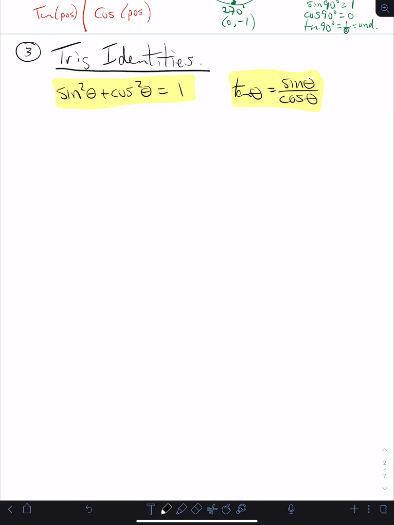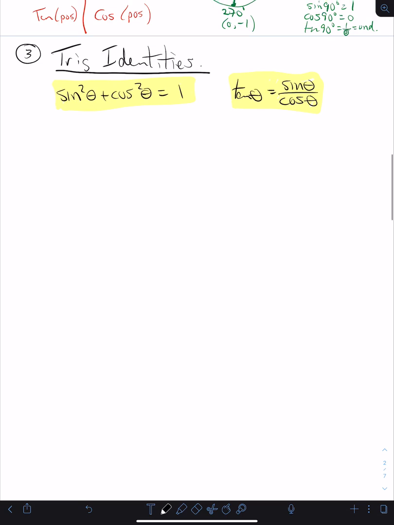What's an identity? It's an equation that's always true no matter what the variables are. So for example, a really simple trig identity would be x equals x. This is true for all values of x. Interesting? No, but it is an identity. Now, a trig identity is an equation that's always true, no matter what the variable is.